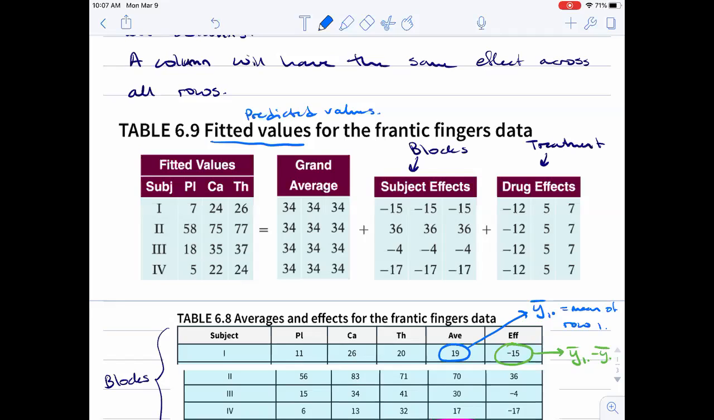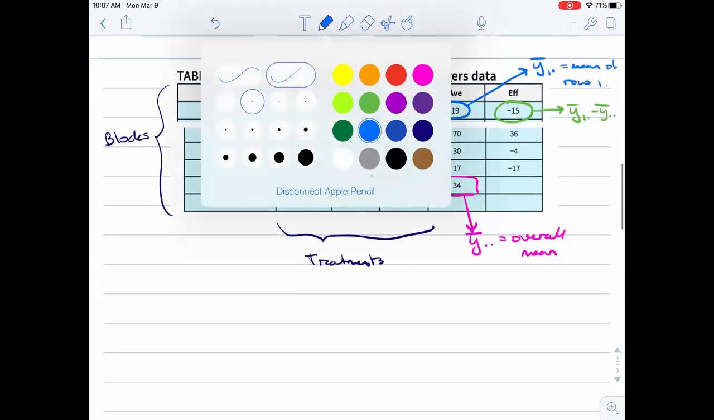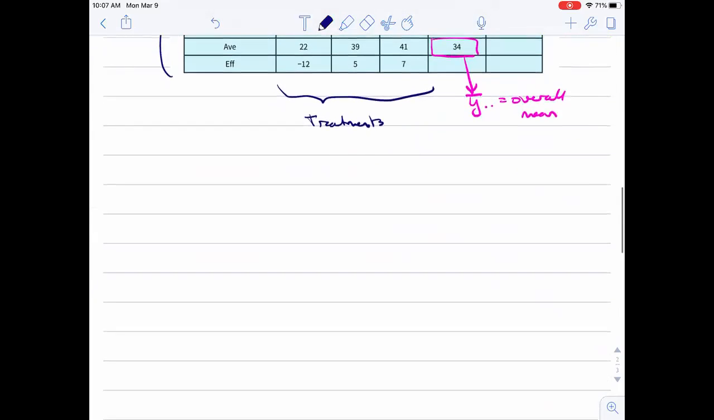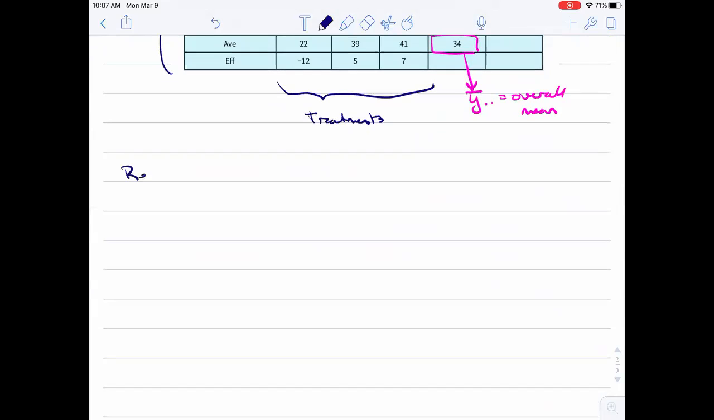The difference here is what's missing is the residuals, everything that's left over to give you your actual observed data. And so the residuals are the observed, your actual data, minus your fitted values. Observed minus predicted.